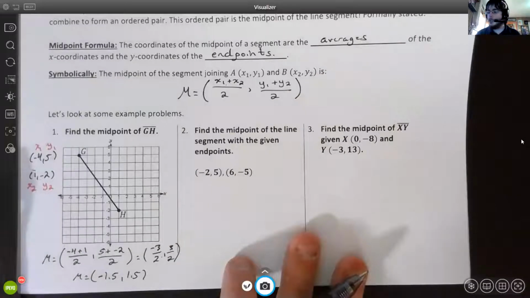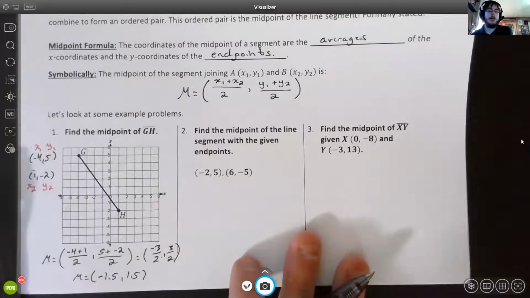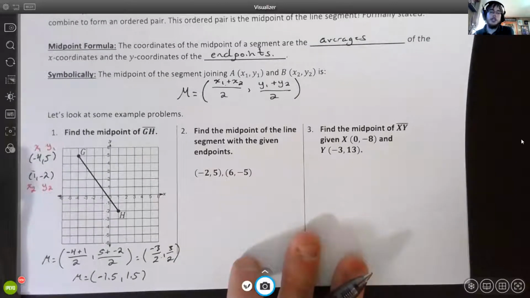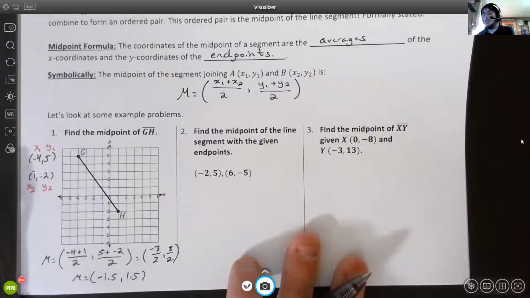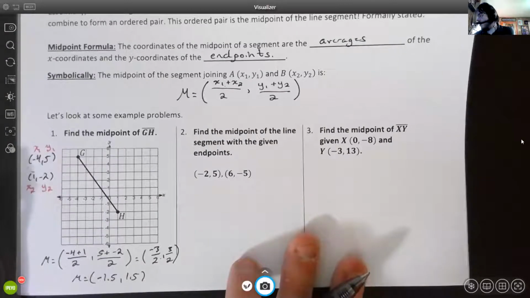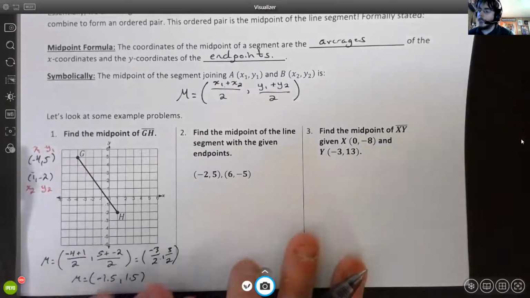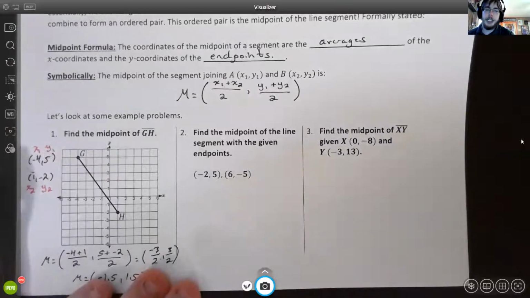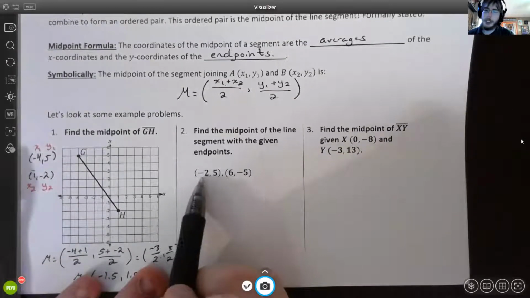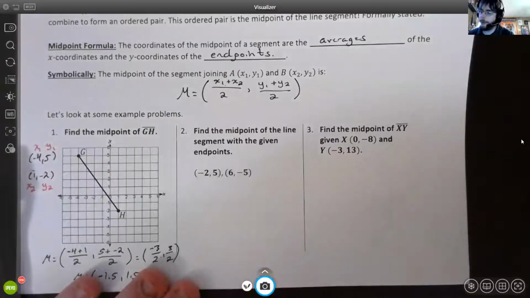All right, so try number 2 and 3 and come and check your answers along with the video. So pause it and come back. All right, so let's look at number 2. Find the midpoint of the line segment with the given endpoints. So it gives us the endpoints are (-2, 5) and (6, -5).